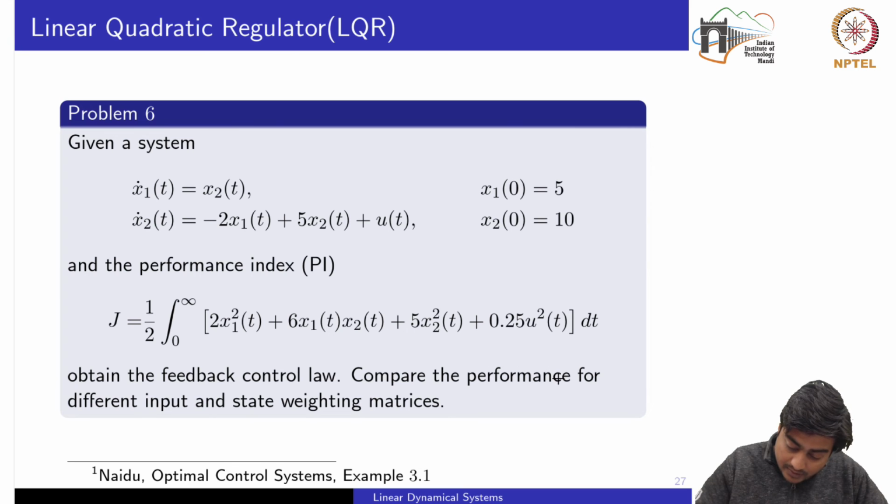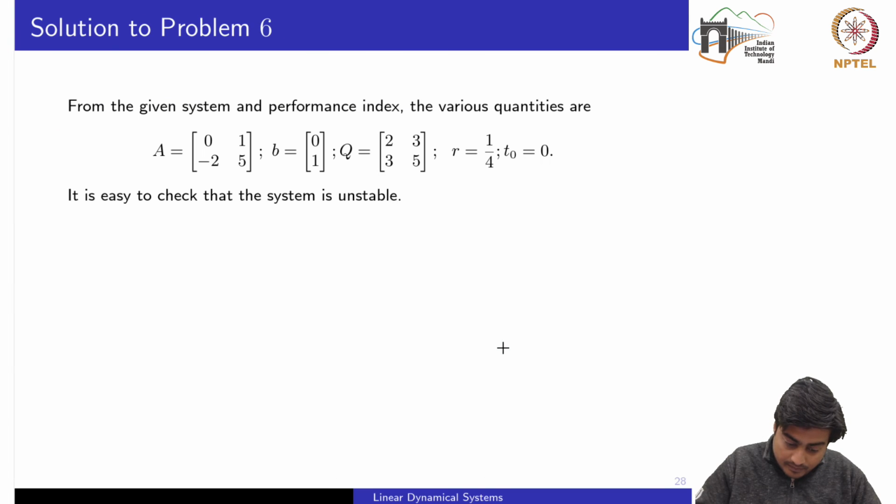Now the second part is that with respect to different input and state weighing matrices, we want to compare the dynamics of the state and input signals. Okay, so let's see, if we write our problem into the standard form as we had seen in the lecture slides. So that matrix A, vector B, this Q would be a state weighing matrix, and R, since we are having a single input system, this is a scalar, and T0 is equal to 0. So you can quickly verify that this system is an unstable system by computing the eigenvalues of the matrix A.